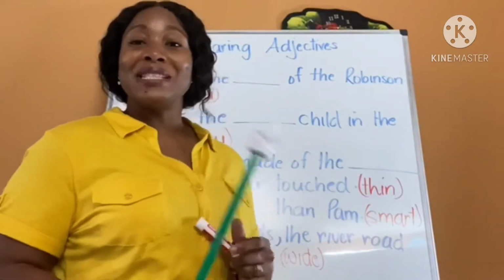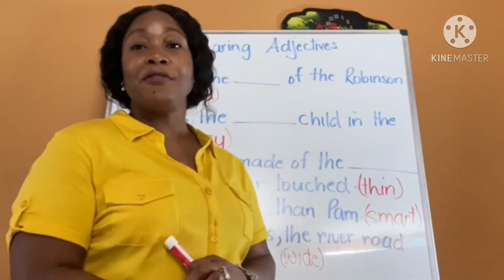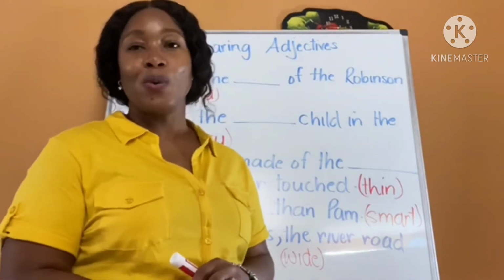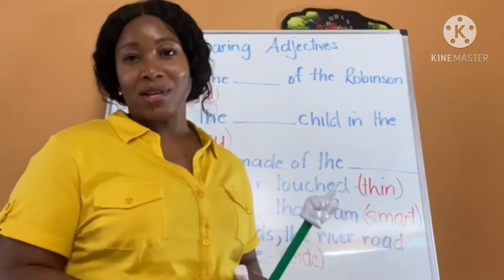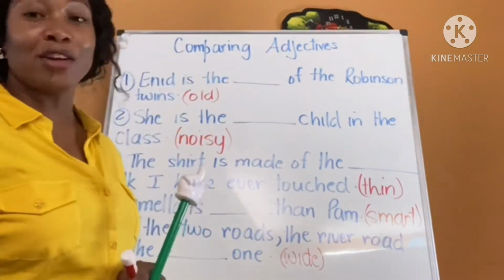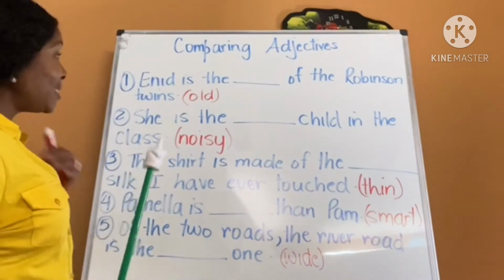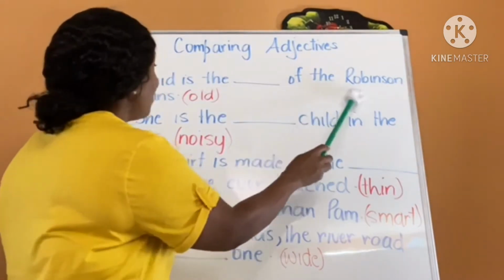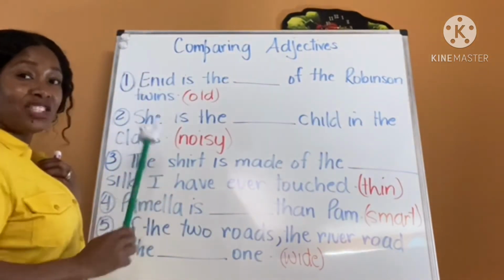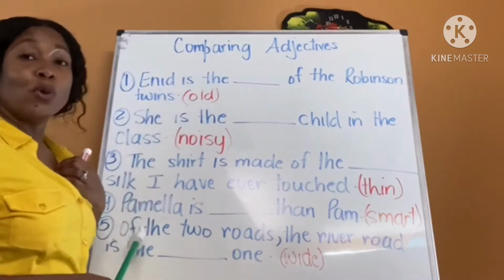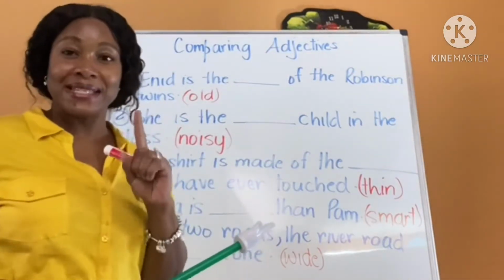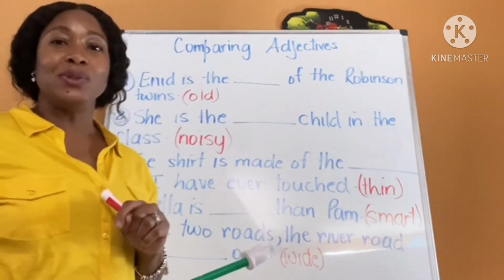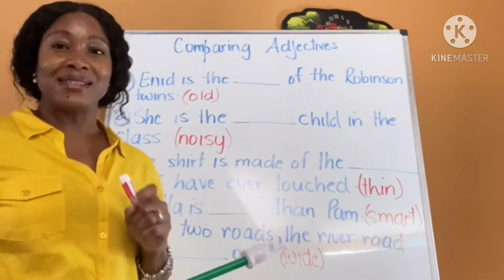Now let us look at some sentences and see if we can figure out what degree of the adjective we should use and how we should write the degree of that adjective based on the rules we have just learned. The first sentence says, Enid is the blank of the Robinson twins. Now the adjective is old. The word old has one syllable. We learned that if the word has one syllable, we use ER and EST.